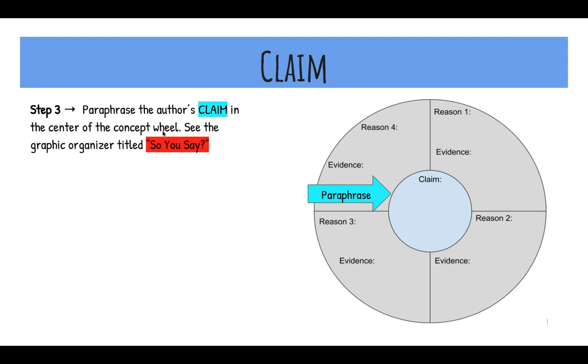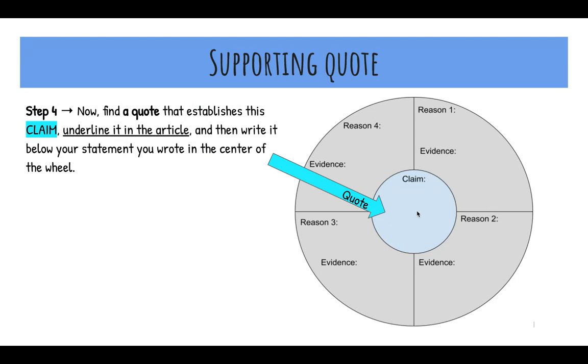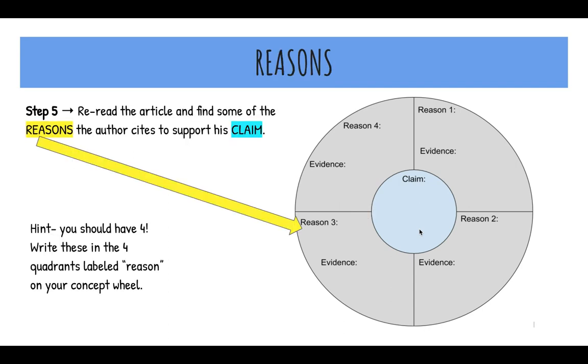And in this step, you're going to be paraphrasing the author's claim in the center. Remember that paraphrasing means putting things in your own words, not strictly copying directly from the document. In step 4, you're going to find a quote that you think establishes the claim. Underline it in the article, and then you're going to type it or write it, depending on how you're doing this, in the center of the wheel. So you will have your version of the claim, and then underneath it, you're going to have a quote directly from the article.